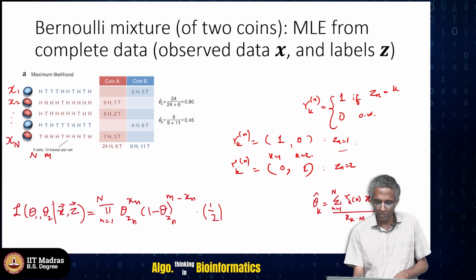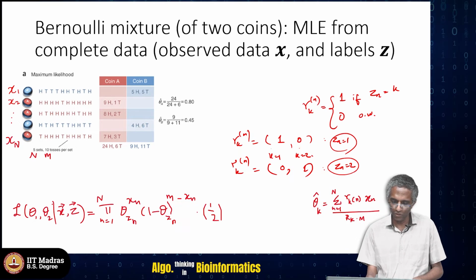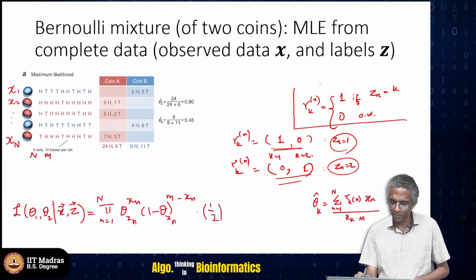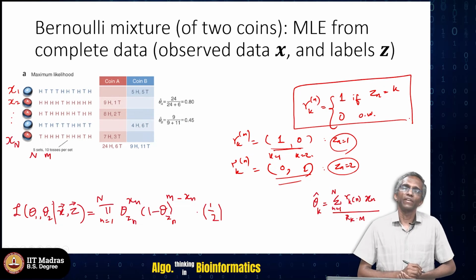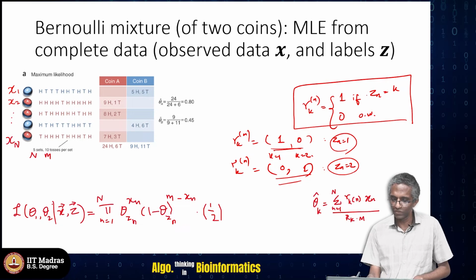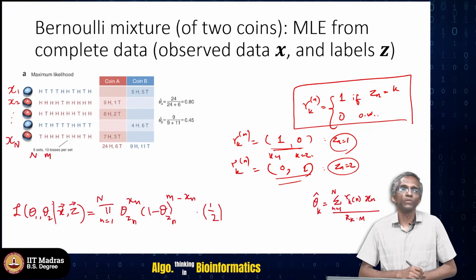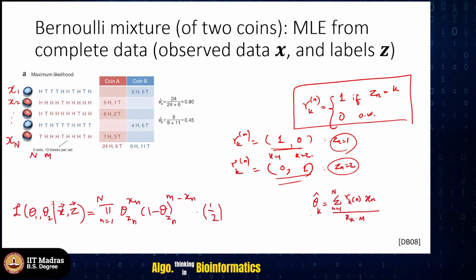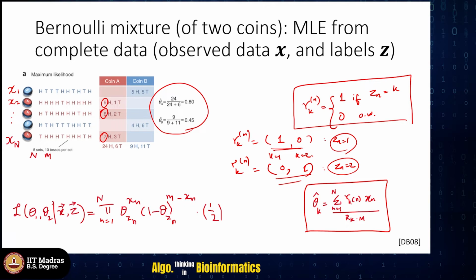So, this 1 and 2 is just converted into this one-hot encoding vector 1 0 and 0 1, and that is how you define this responsibility vector Rk of n in this hard fashion. It is 1 if Zn equals k and 0 otherwise. If you have that, then it is essentially doing the calculations we are doing here. Here we are saying that I want to collect only the heads where coin A was used, and that is what will happen.